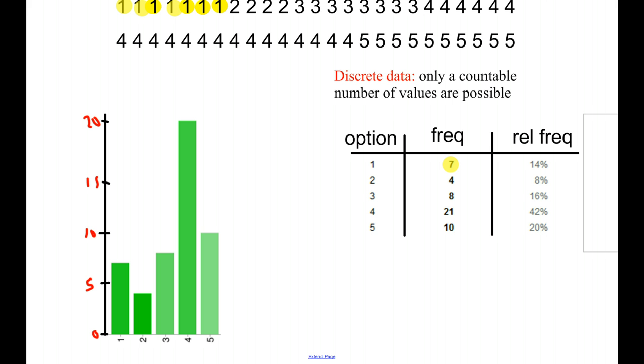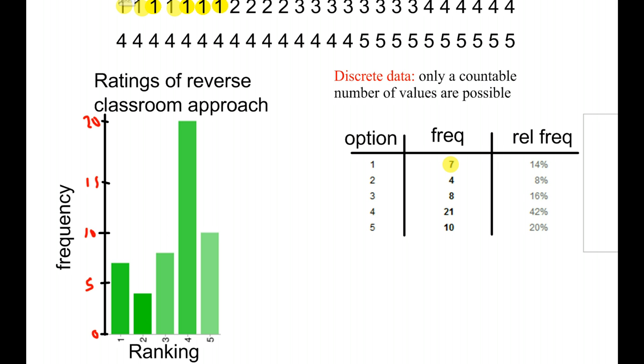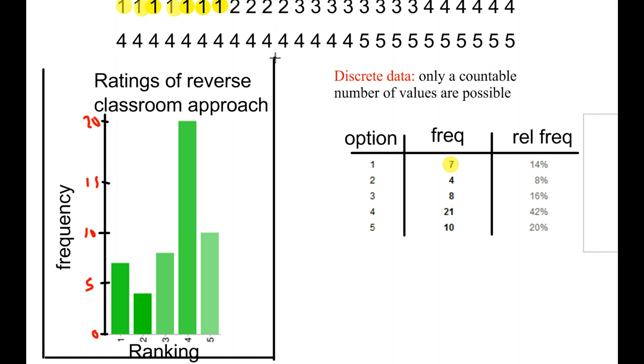So let's go ahead and do that. So label the bottom as the ranking. This was a question about how much you like reverse classroom that was done at one point. So we have ranking on the bottom, and on the left side we'll go frequency. And then finally up on top we'll give our title, which is ratings of reverse classroom. And now we have it. This is our bar graph here from a discrete set of numerical data from a discrete distribution.